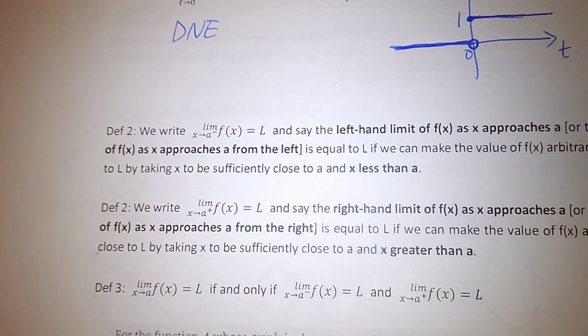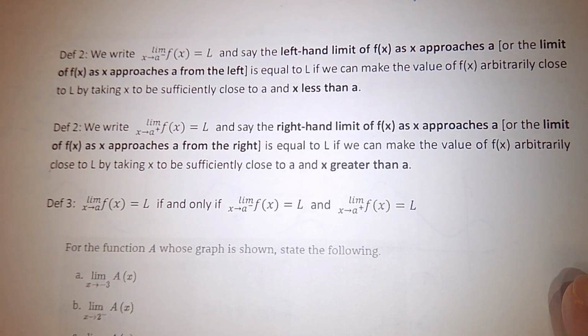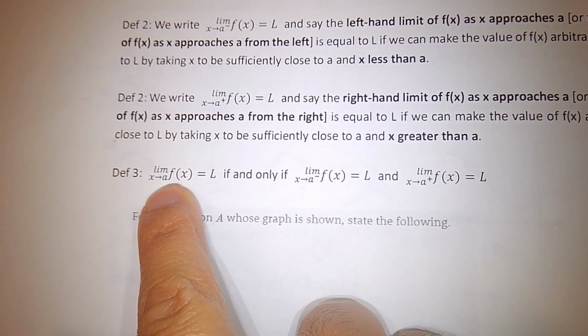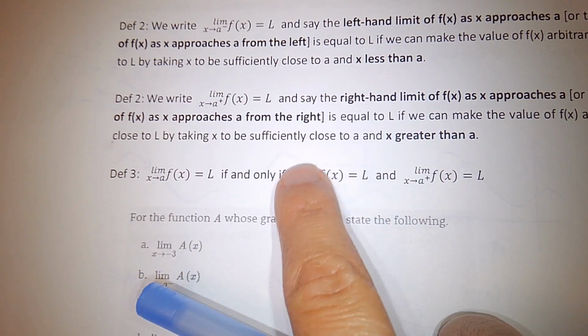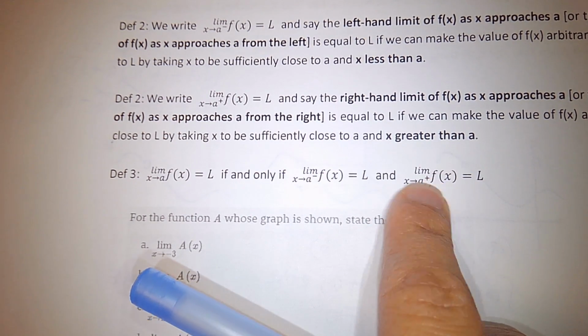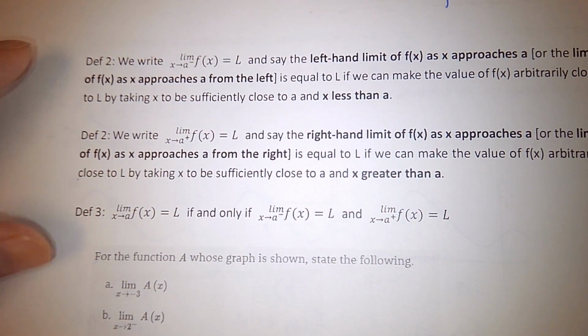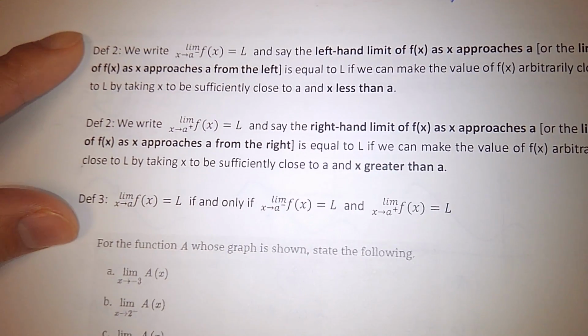And then we have some other definitions. We have our definitions 2 and 3 about the left-hand limit and right-hand limit, and also when the limit exists, involving the left-hand limit or right-hand limit. I'm going to ask one volunteer to read the entire 3 paragraphs. Whose turn? Dakota? Sure.